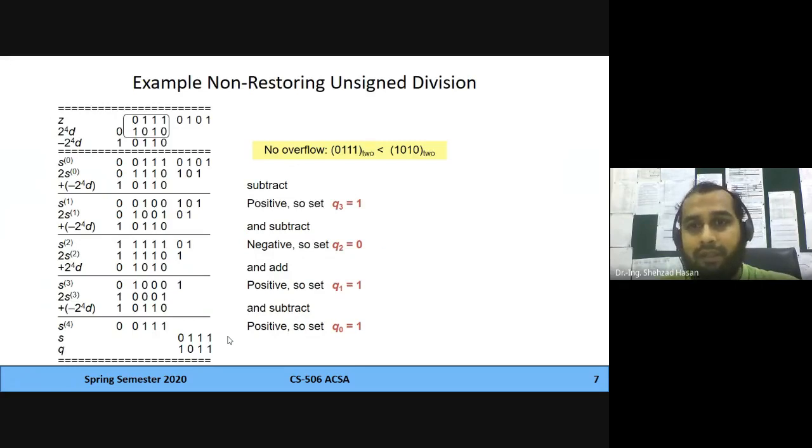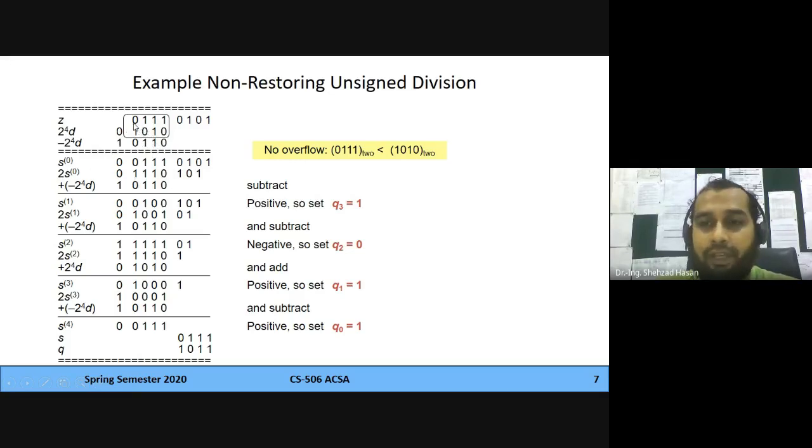Okay, so let's look at another example over here. That's the same example that we did for restoring division. Let's see how things work in this case. The first thing we have to check is that there is no overflow. So first 4 bits with first 4 bits over here, yes. The divisor is bigger than that, so there is no overflow. Additionally, we have written down the 2's complement of this, so that we have to do an addition with this number, not a subtraction.